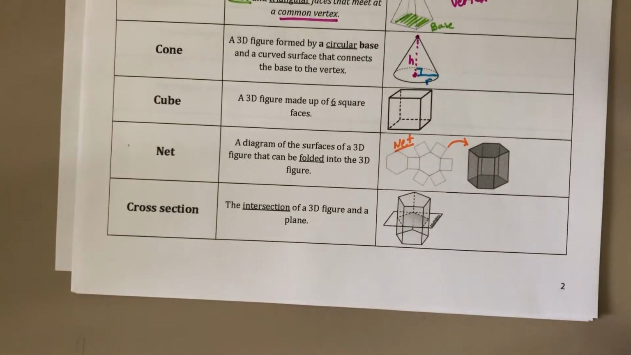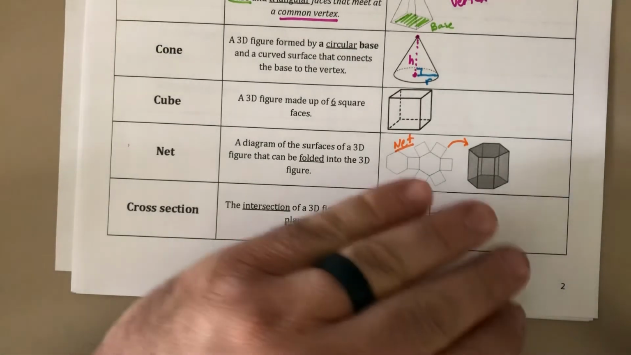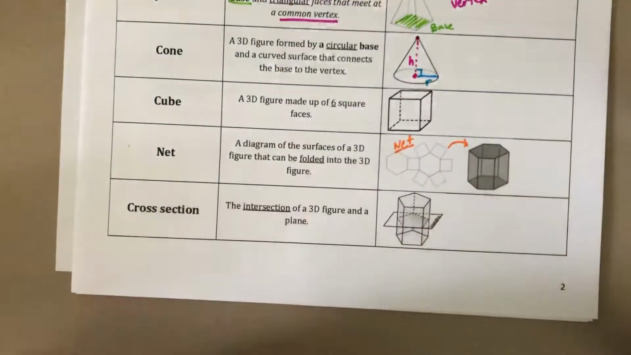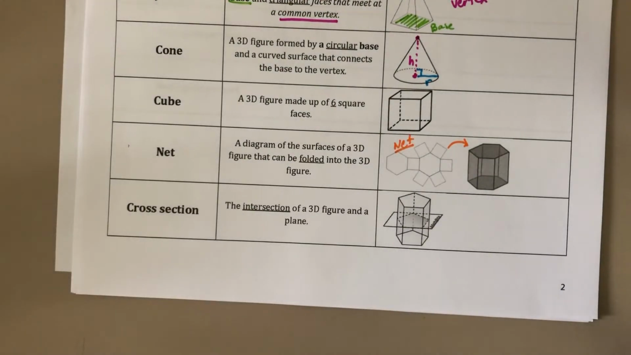Okay, so that is what a net is. It's basically taking that 3D figure and unfolding it and laying it flat with all of its faces showing.